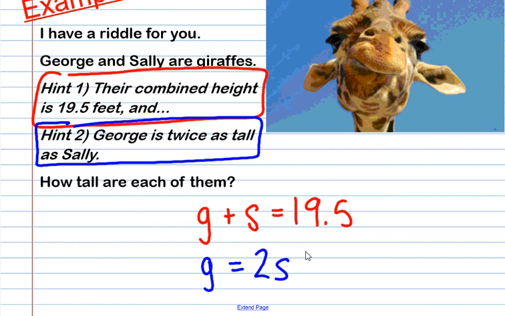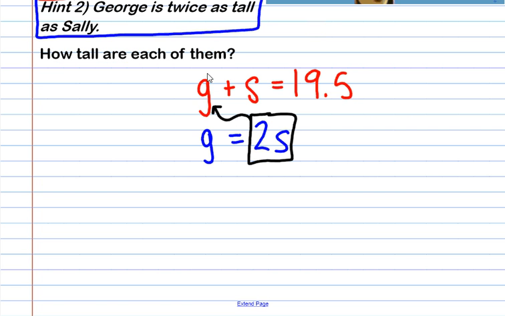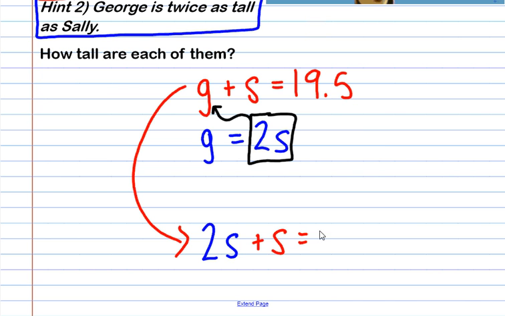Now, how can I use this information to figure out how tall each of them are? Well, let's think about this. I need to use the clues. So the first equation says that George plus Sally is 19.5, but then the second equation gives me an extra hint about George. George is equal to 2 Sallys. So I can use this piece of information to rewrite what I know about George in the first hint. Instead of writing G right here, I can use the fact that I know G, so I'm going to rewrite this first equation, G is actually 2 S's. So 2 Sallys plus Sally equals 19.5.